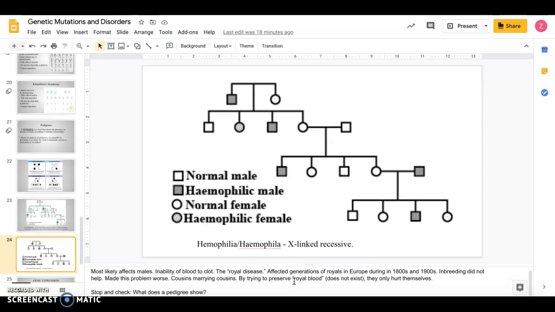And a little history on hemophilia. It's basically just the inability of blood to clot. So you could bleed out just by a cut or a nosebleed. Your blood can't clot. It affected generations of royals in Europe in the 1800s and 1900s. Inbreeding didn't help. It made the problem worse. Cousins marrying cousins. They tried to preserve this royal blood that didn't exist, and they ended up hurting themselves.